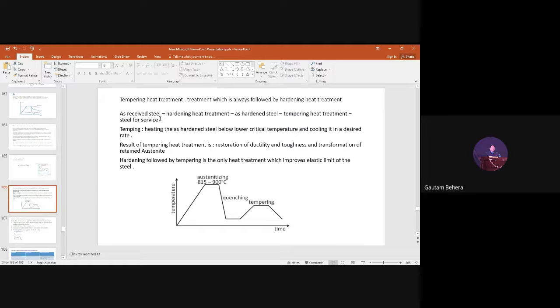So we can use that. So this is the sequence. Tempering: heating the as-hardened steel below the lower critical temperature and cooling it at a desired rate. This is tempering heat treatment.